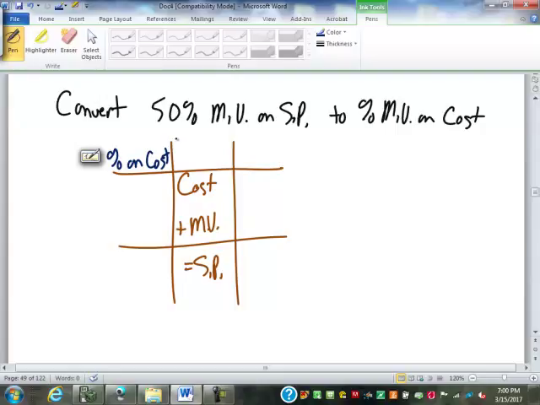If I put percent on cost on this side, that means what's going to happen on this side? Well, the 100 is going to go with the cost, right? That means this other side has to be percent on selling price, and the 100 has to go with the selling price. Again, notice at this point I have not used a single piece of information from the problem other than the fact that I'm just converting a percent from one type to the other.